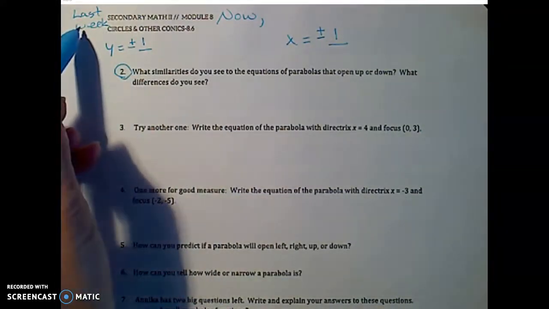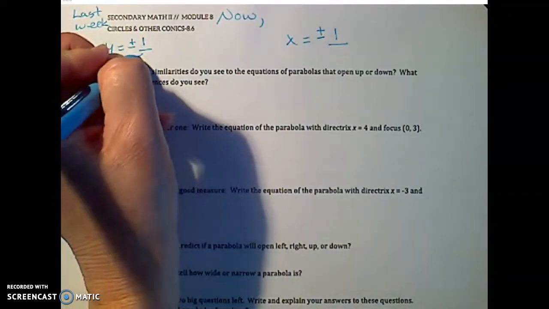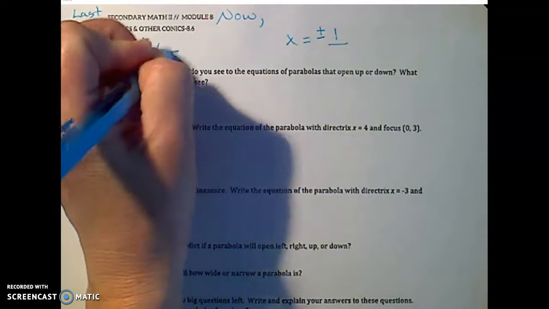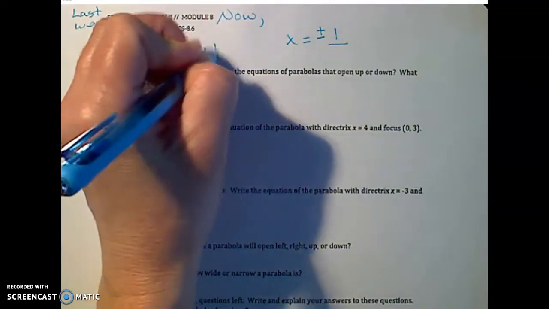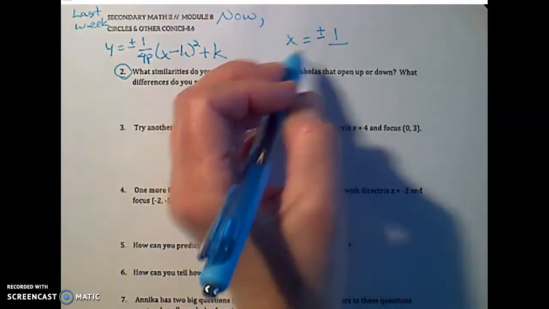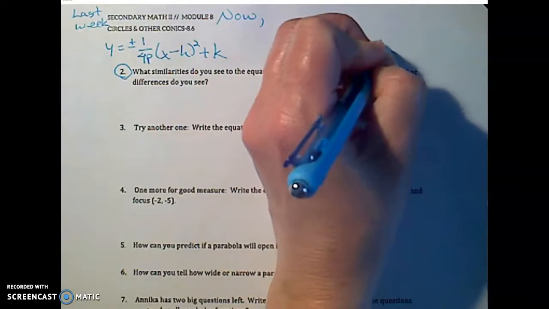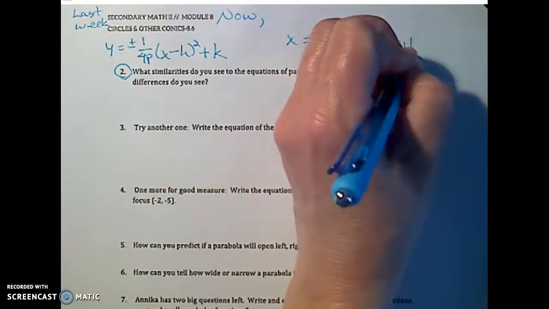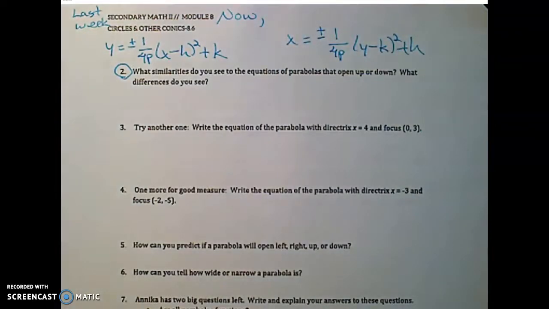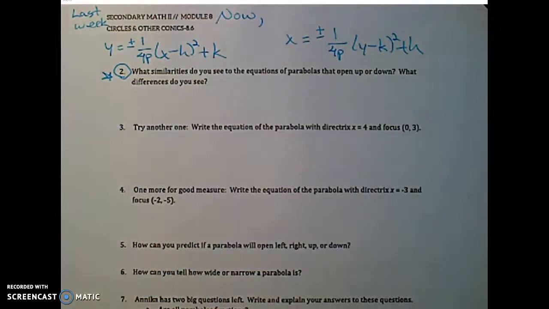But let's refresh our memory now on our two equations. Last week we saw this equation of a parabola: y equals plus or minus 1 over 4p times (x minus h) squared plus k. Now Annika just got this equation of a parabola: x equals plus or minus 1 over 4p times (y minus k) squared plus h when it opens left or right. Please take a moment and pause and answer that question.